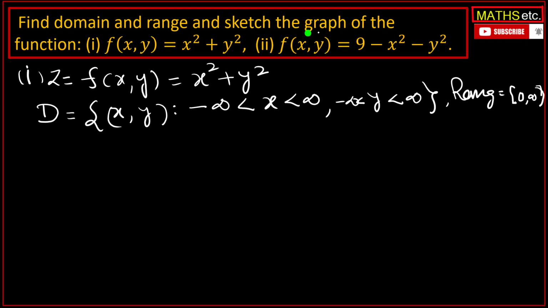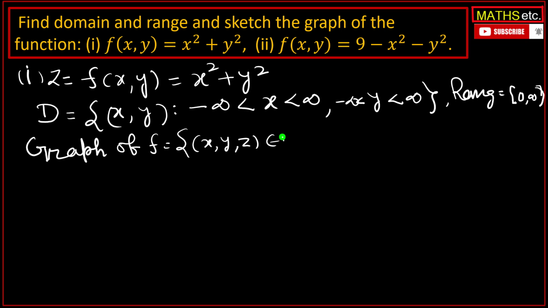So next we have to draw the graph of this function. Now what is the graph of a function? It's a collection of all (x, y, z) in space such that the (x, y) points belong to the domain, and the domain is given over here, and z belongs to the range set.